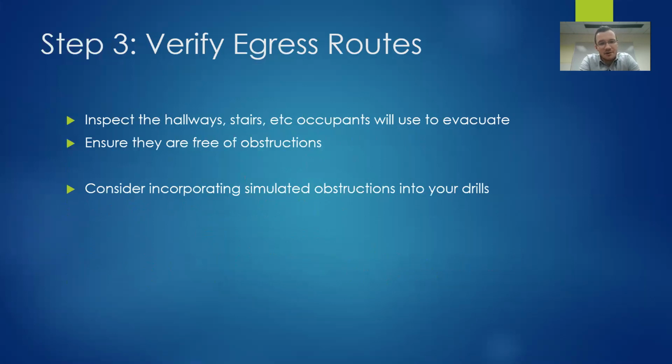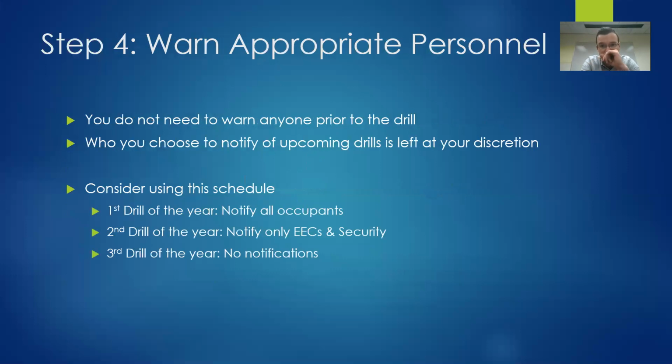You can also consider incorporating simulated obstructions into your drills. So these would be basically intentionally blocking off certain routes of egress to try and get the occupants of the building to think about alternate routes. So basically putting a little sign on a doorway that says, this door is blocked by fire, find another route. And that can be a way to enhance our preparedness at our campuses.